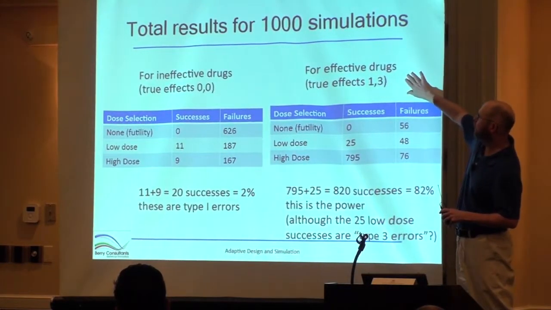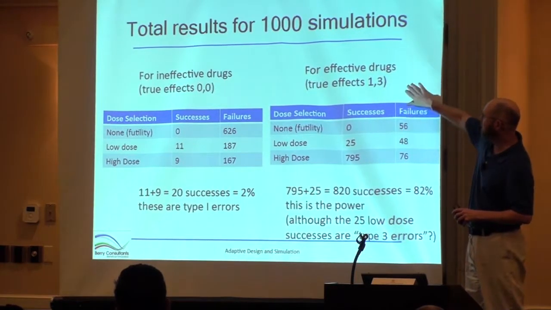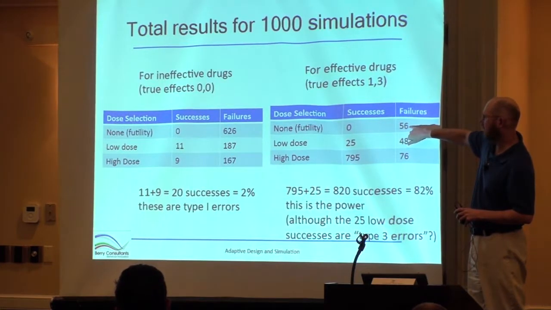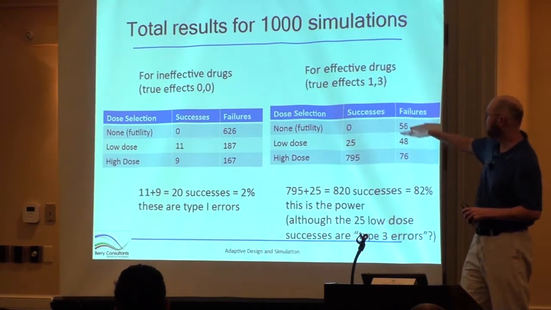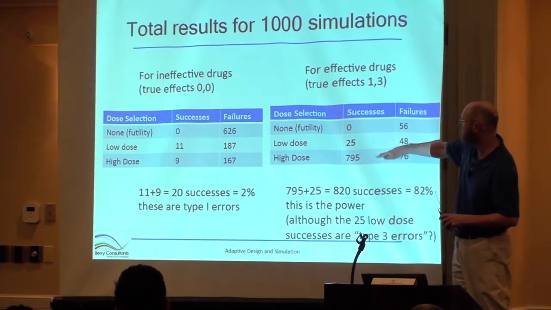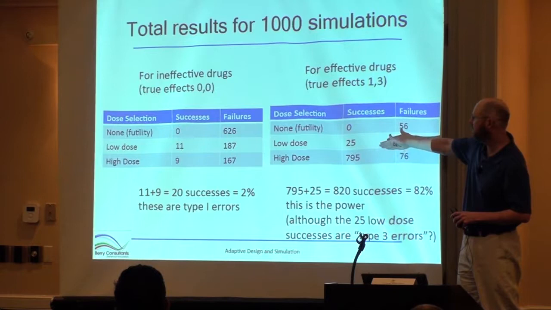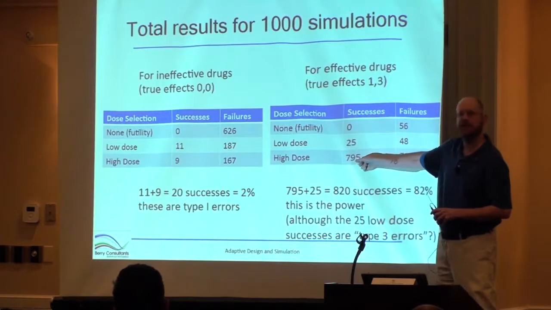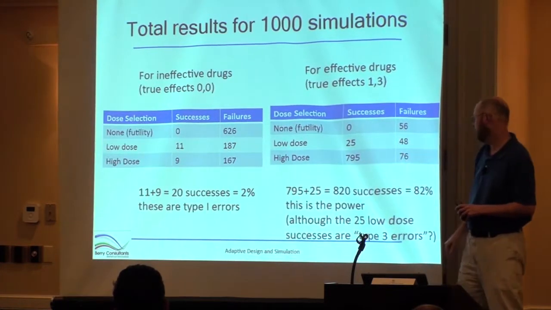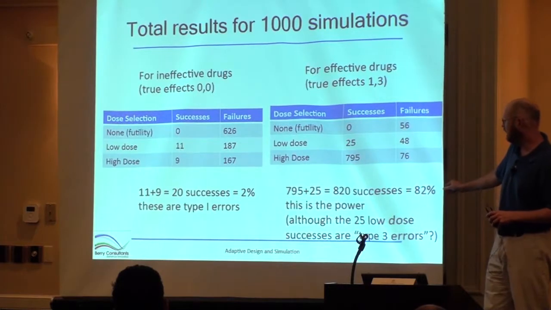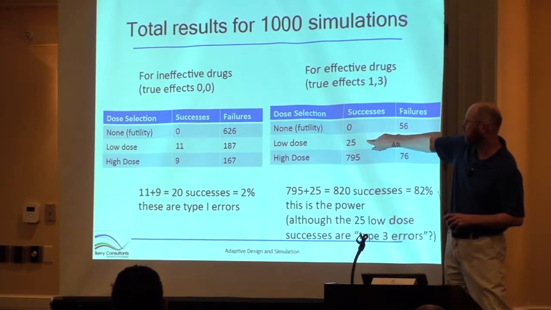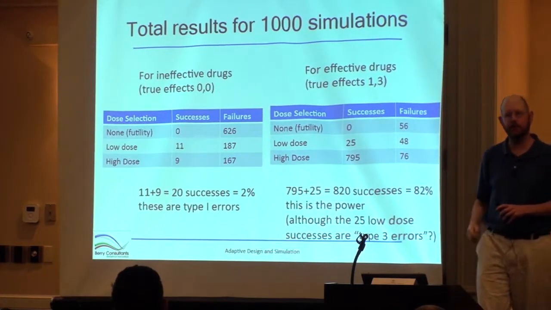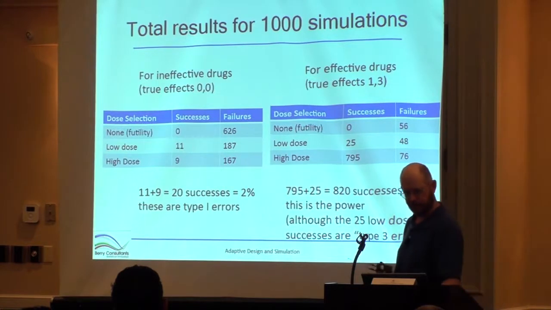This is the one that we care more about. We've screened out, so this is the effective drugs, we've screened out 56 failures here at the interim. But we've also, of all the trials that continued, a small fraction picked the low dose, the large majority picked the high dose correctly, and most of those went on to be successful, 795. So what has happened is, if you take my power, I've also got some low dose wins here. It's a little hard to figure out how to interpret these, but the power of my trial is 82%, because that's all of my wins.